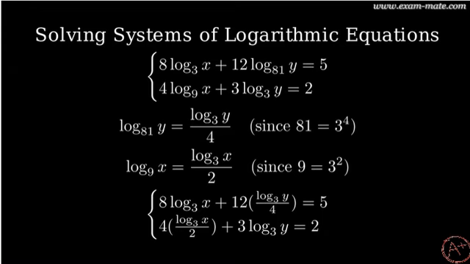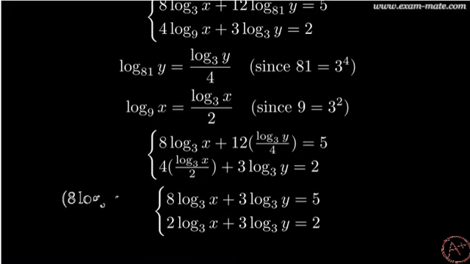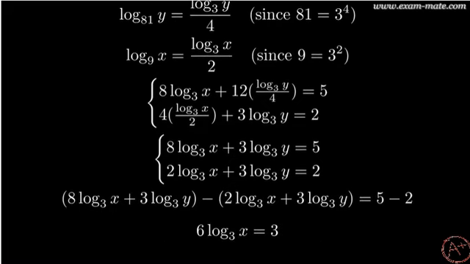Let's simplify these equations. The first equation becomes 8 log base 3 of x plus 3 log base 3 of y equals 5. The second equation becomes 2 log base 3 of x plus 3 log base 3 of y equals 2. Now we can solve these equations by subtraction. Subtracting the second equation from the first eliminates the log base 3 of y terms.